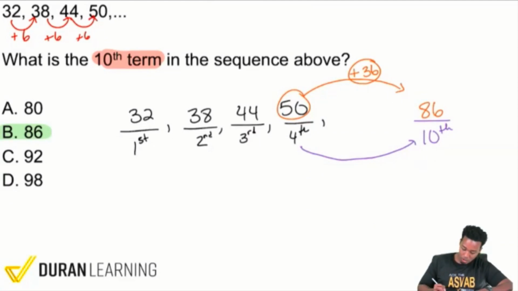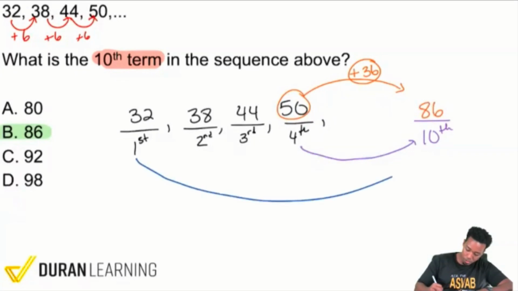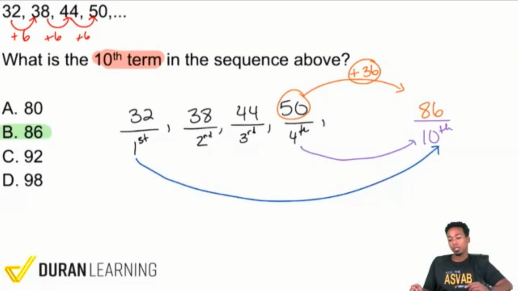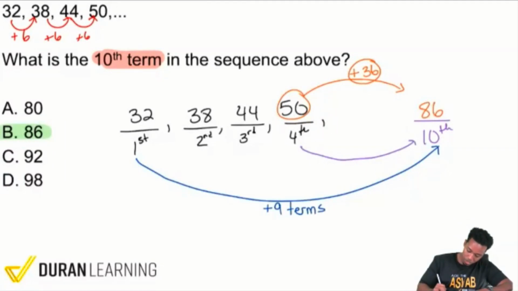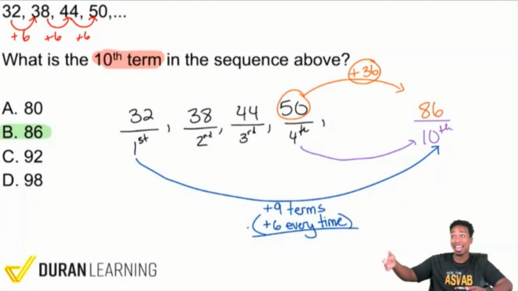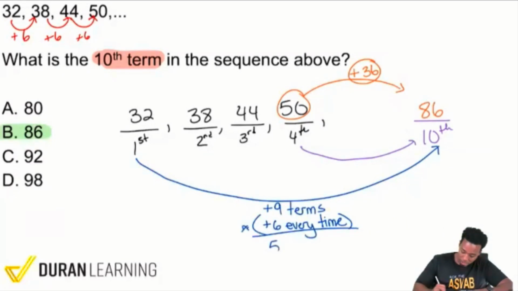But let's go ahead here. And let's say that we're going from, let me use blue here, the 1st to the 10th. If I'm going from the 1st to the 10th, everybody, how many terms am I jumping? Right, we're jumping by 9 terms, adding 9 terms. And then again, just like the last time, each time we're adding 6. Adding 6 every time. And so because of that, 9 6 times or 6 9 times, either way, that's going to be what, everybody? 54. Exactly. You're multiplying there. 54.